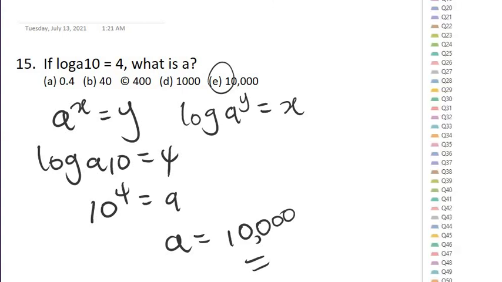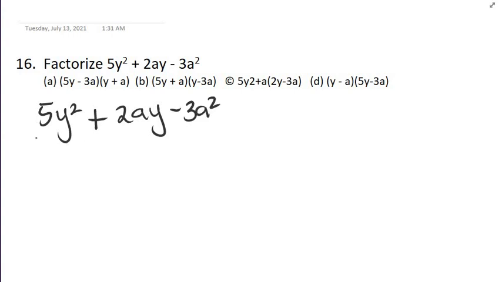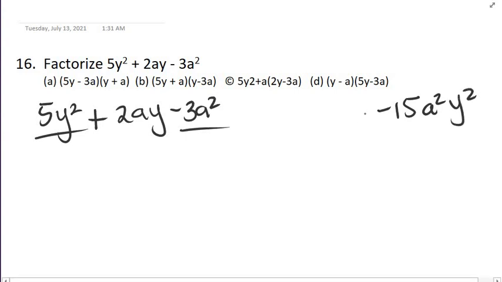Okay, question 16. Let's factorize what we have: 5y squared plus 2ay minus 3a squared. To factorize this, I'll multiply the first term and the last term. 5 times minus 3 is minus 15a squared y squared. Like we did in the previous example, I'm going to quickly think of factors of minus 15.